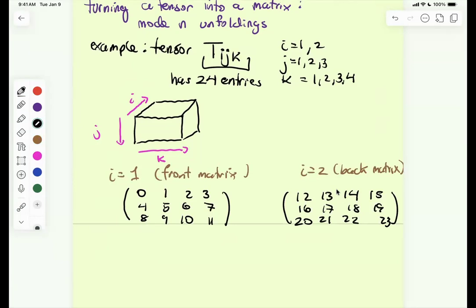Okay, so what did I do? Oh no, it's 4 columns. So again, J is the number of rows for each matrix, and K is the number of columns for each matrix. So there are 3 rows and 4 columns, and 2 pages or 2 matrices. So that's one way to think about this tensor.